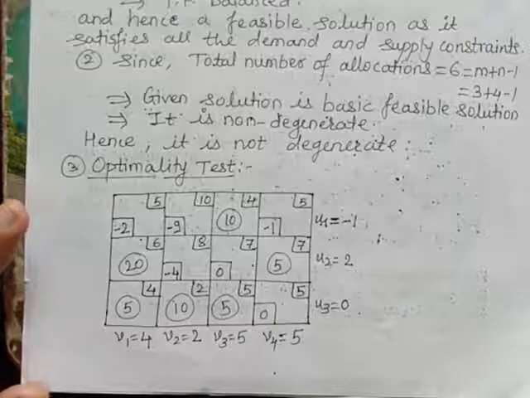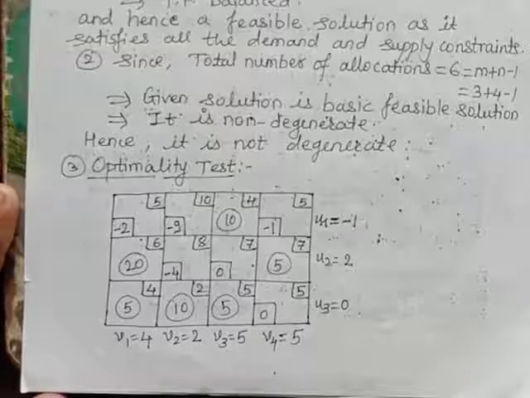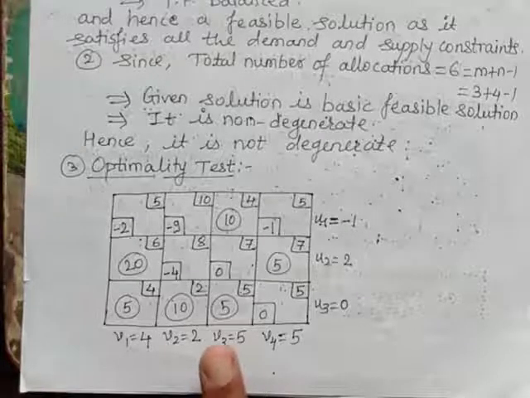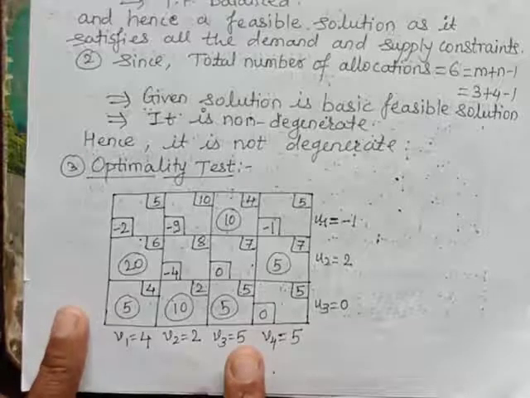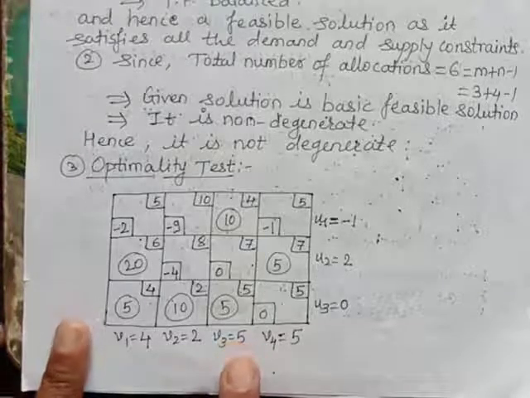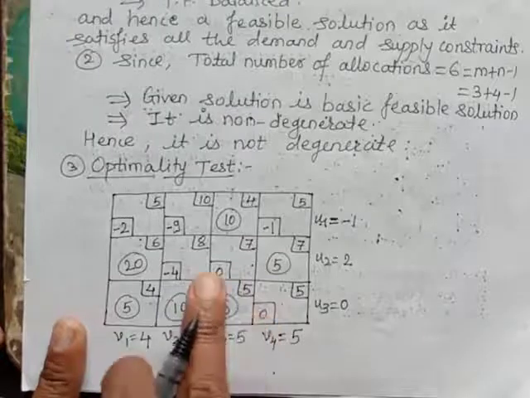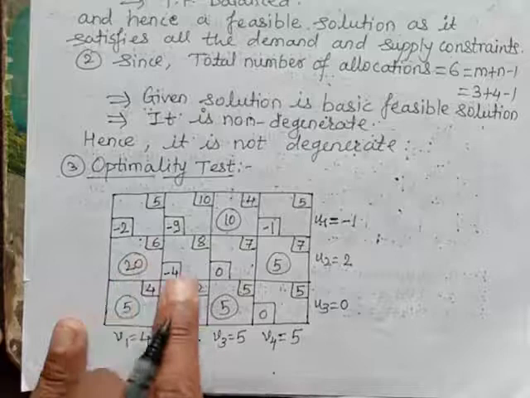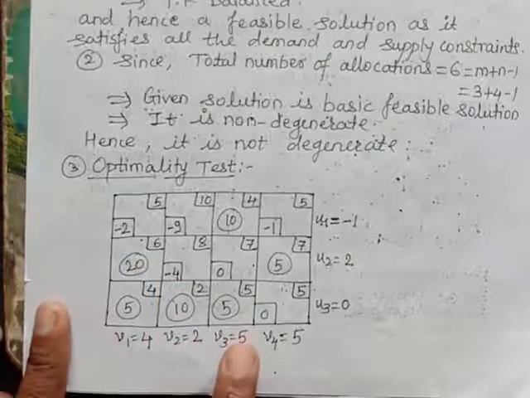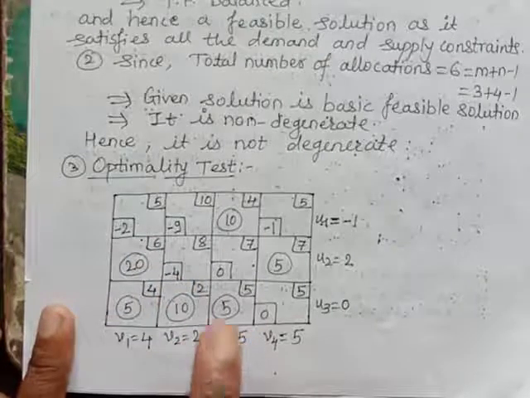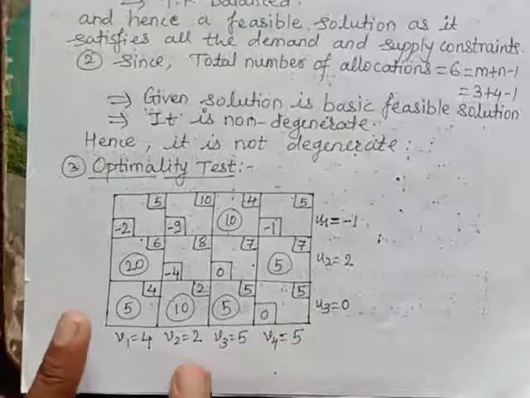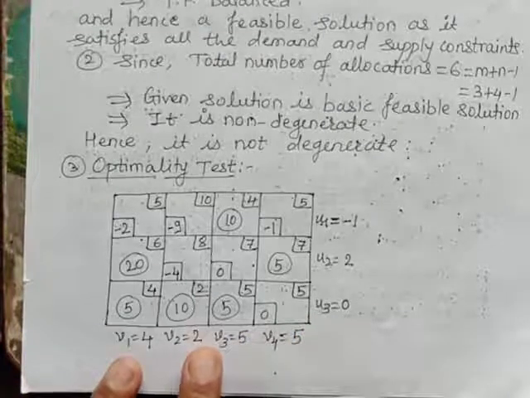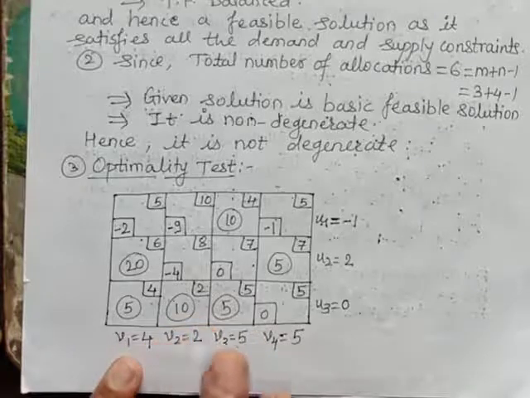Now according to the UV test or the modified distribution test, we can say this is an optimal solution but not a unique solution. Here we got 2 delta ij's that are 0, which means this problem has an alternate solution. Otherwise all other delta ij's are negative. It is optimal. When it is not optimal, when we need improvement, that time delta ij should be positive, then it is not optimal. This is optimal but not unique. Simply we get the alternate solution here.